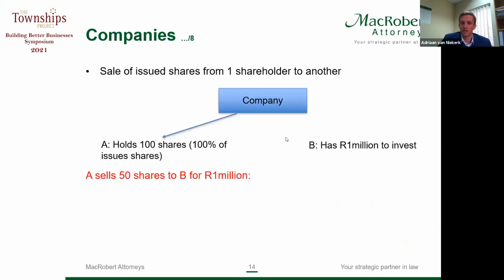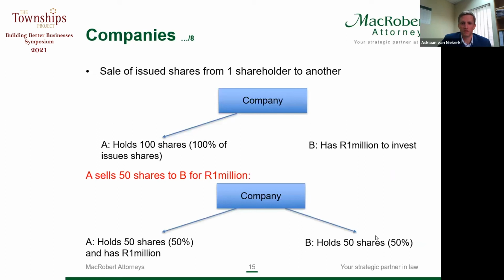Two ways that this can happen. If A is the sole shareholder and B wants to make an investment, then A can sell shares to B for R1 million. That means the R1 million flows over to A, and 50% of the shares flow over to B. Now we have 2 shareholders in the company, and A has R1 million in his pocket.